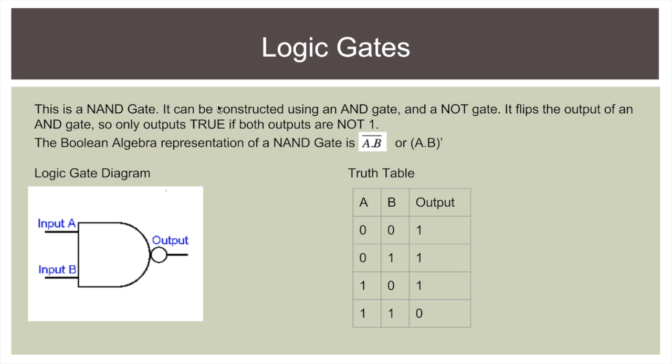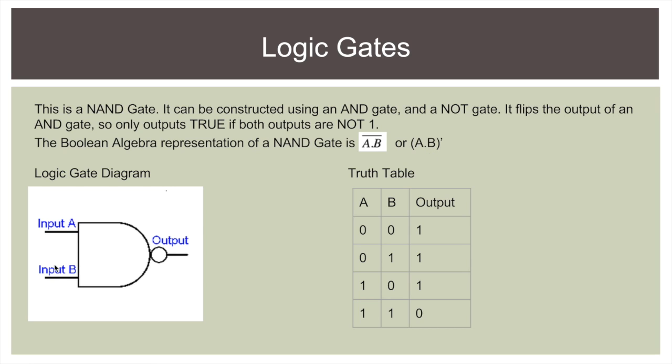And this is a NAND gate. It can be constructed using an AND gate and a NOT gate. It flips the output of an AND gate, so only outputs true if both inputs are not 1. And the Boolean algebra representation of a NAND gate is A times B, so that's the AND bit, with the line across the top to signify NOT. So that means not A times B, so not AND. And we've got here A times B in brackets with an apostrophe. So the apostrophe and the line represent the NOT bit of the NAND gate, and obviously the dot represents the AND bit of the NAND gate.